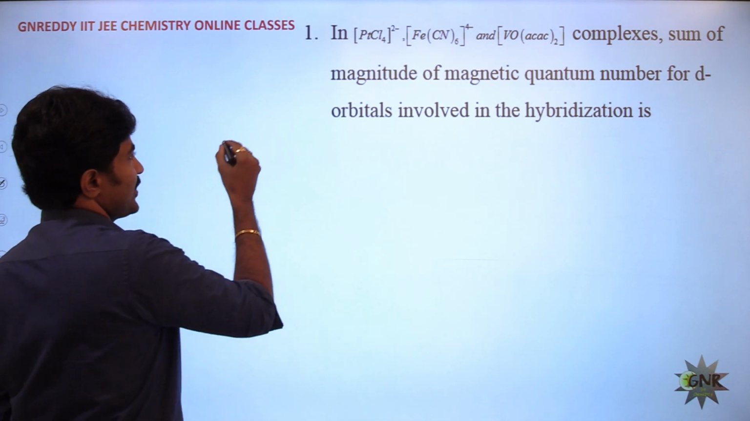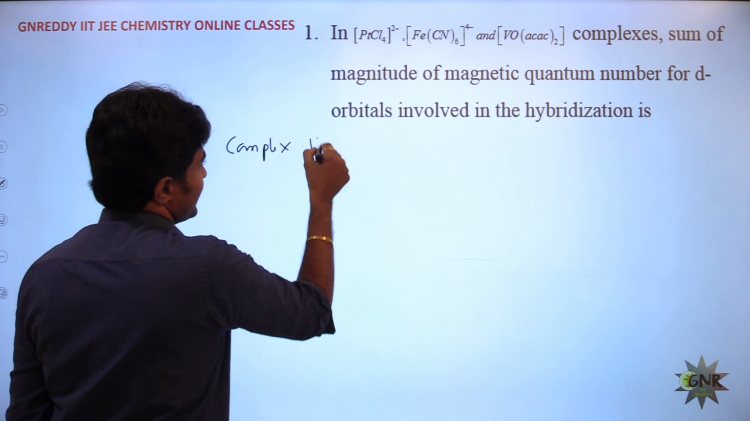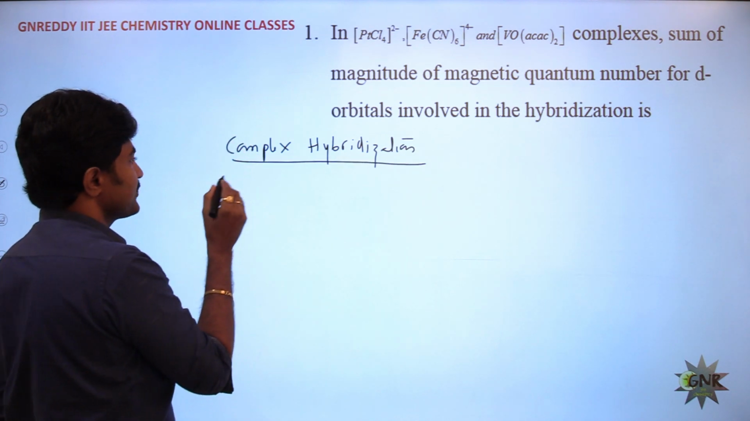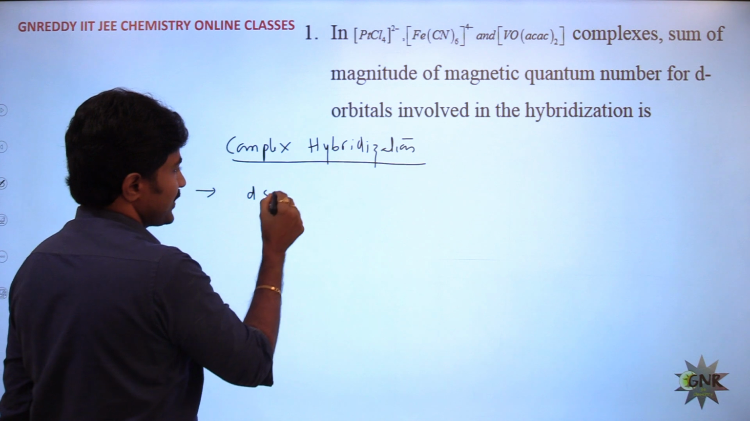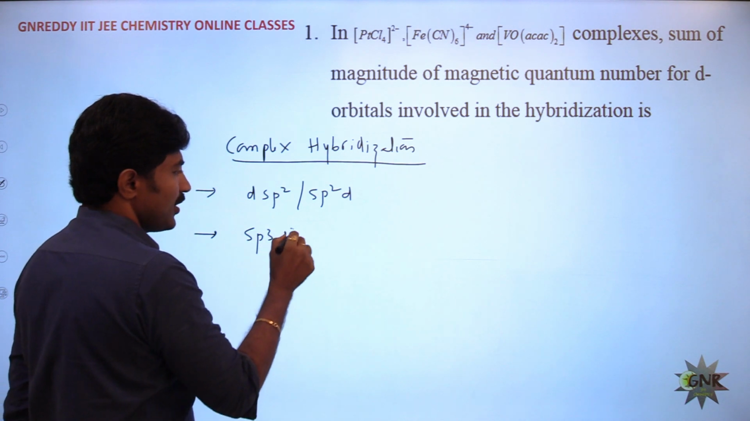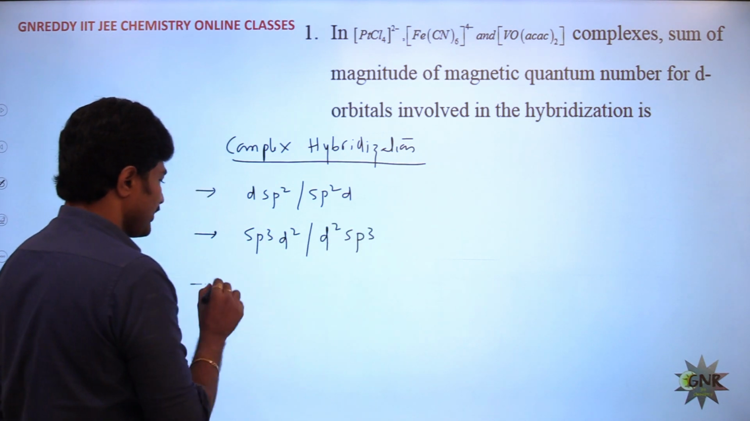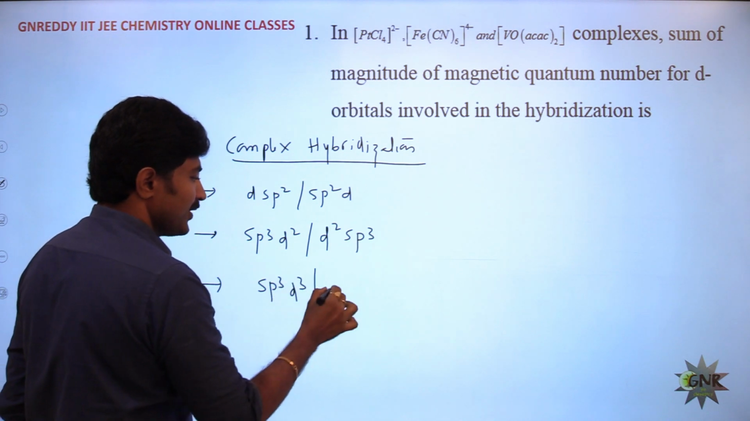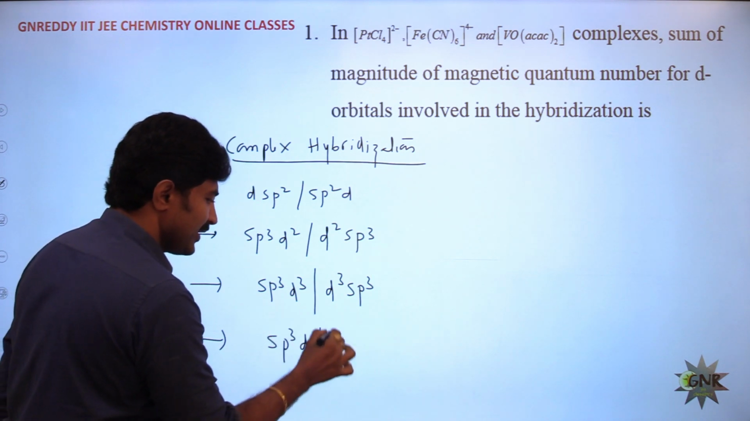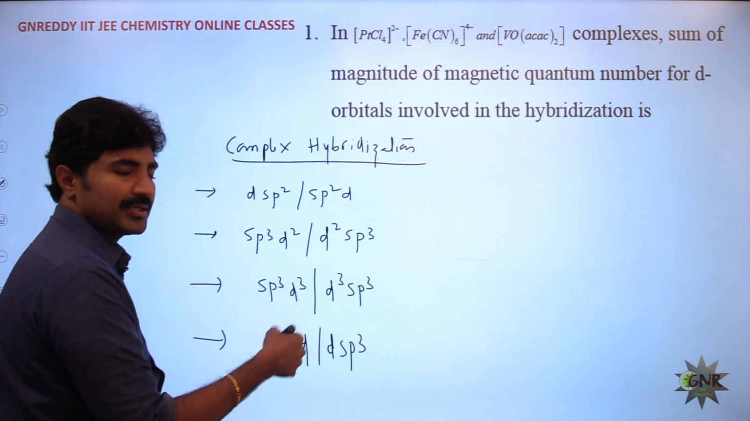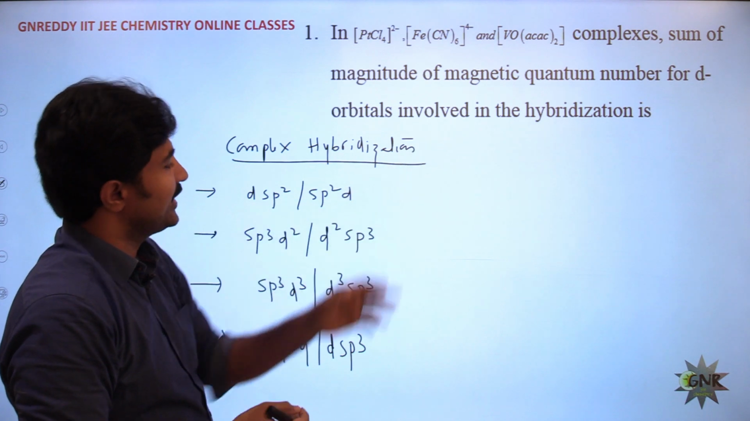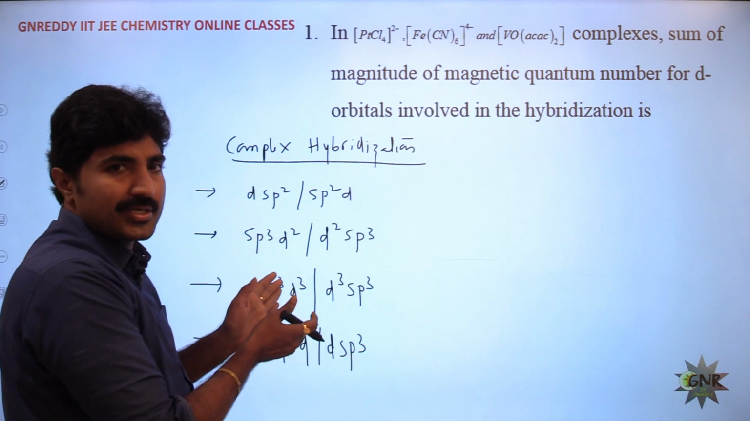See, first of all, complex hybridizations. In complex hybridizations, there are different possibilities. Here you can take dsp2 or sp2d hybridization, or sp3d2 or d2sp3 hybridization, even sp3d3 or d3sp3 hybridization, or even sp3d and sp3 hybridization. So there are different possible hybridizations, but here they asked about only d orbitals. That's why I explained only the d-orbital-related hybridizations.